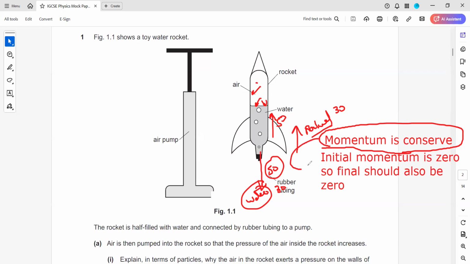Momentum is conserved. So the initial momentum, like the upward momentum, is equal to the downward momentum. That is also fine. But the most important thing is mentioning that the momentum is conserved. This is for part B.